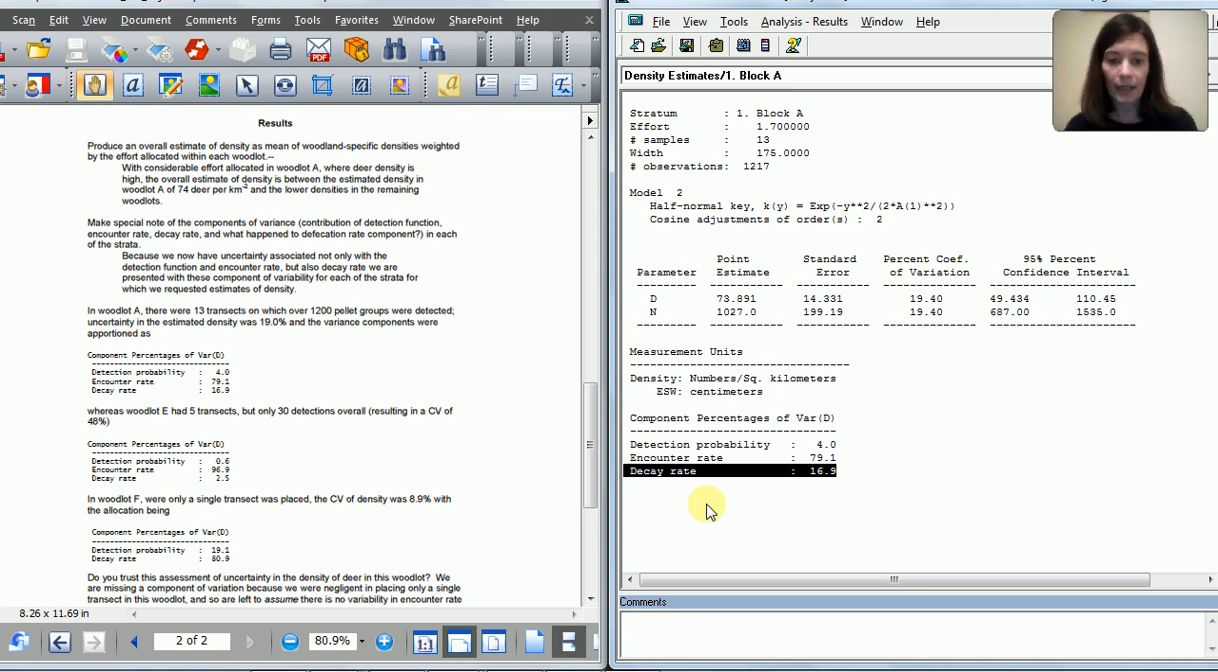So for example, in Woodland A, there were 13 transects and 1200 pellet groups. And we can see here the number of samples in block A, and here's the number of observations. The overall density estimate variance was a CV of 19%. And when you look at the component percentages of the variance, you can see that detection probability contributes very little. The encounter rate is nearly 80% of that variance, and the decay rate is about 17% of the variance.